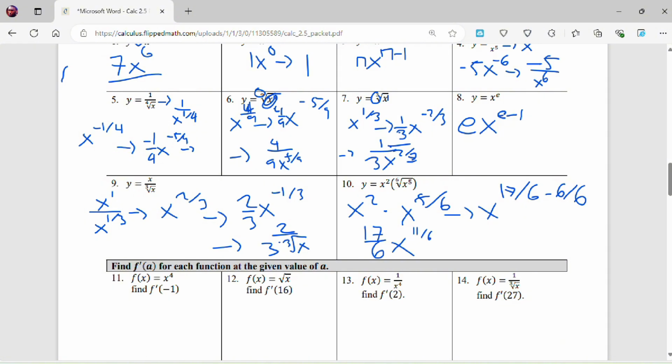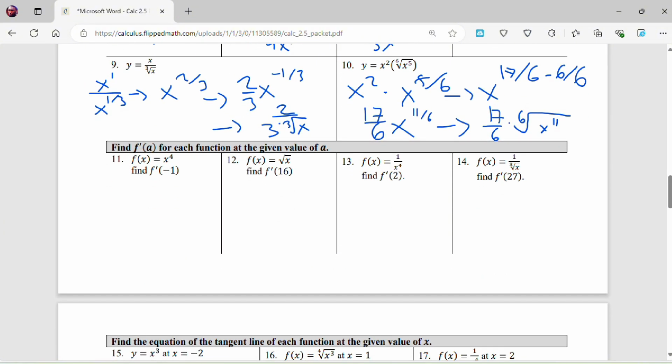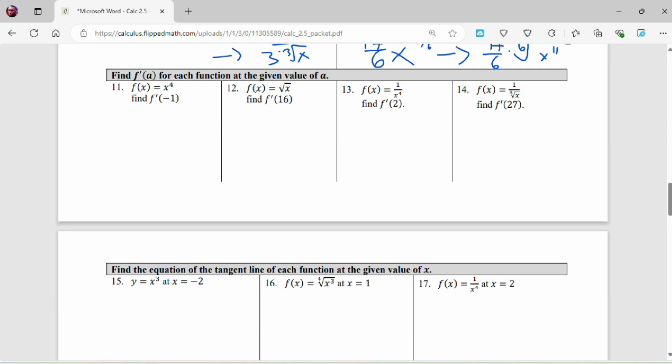So, like that. And then we could leave it like that, but if you want to, you can rewrite it as a radical. Now remember, 11 is on the inside, 6 on the outside. So times 6th root of x to the 11. Hopefully that makes sense. I think I explained it pretty well, but I am also learning how to explain my thought process. All right.